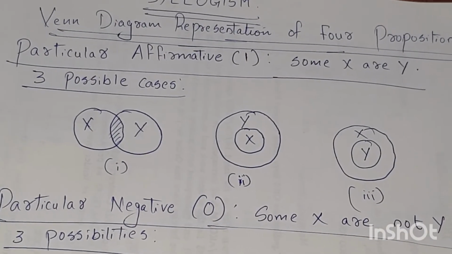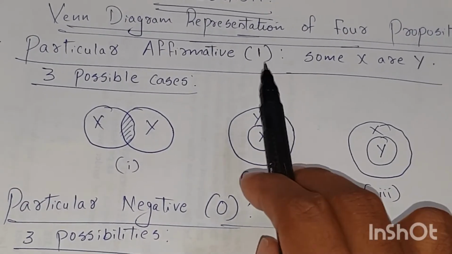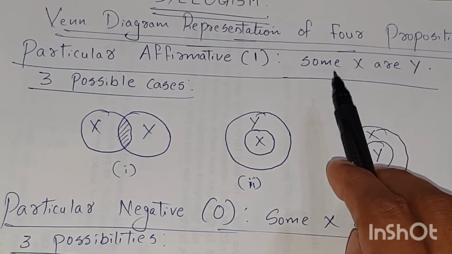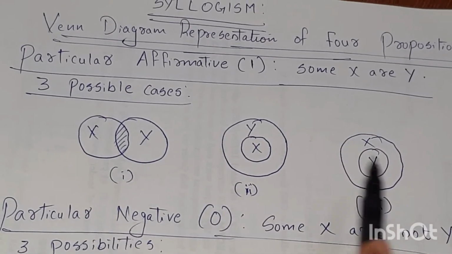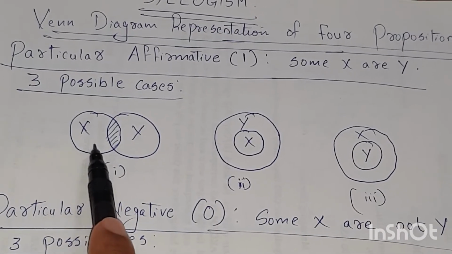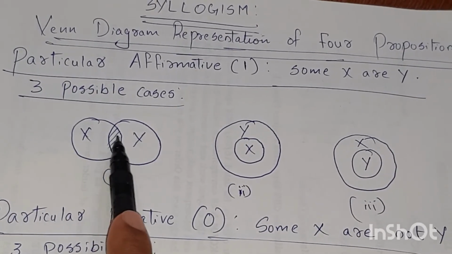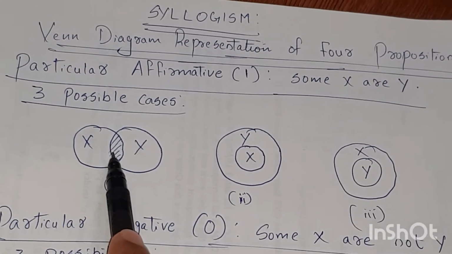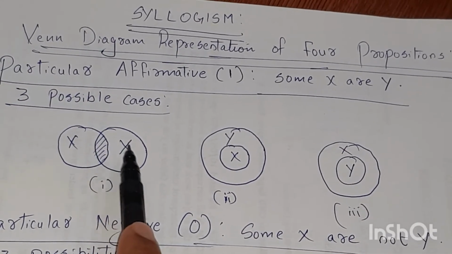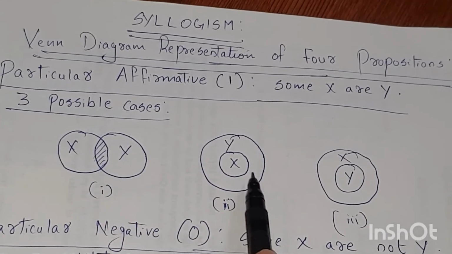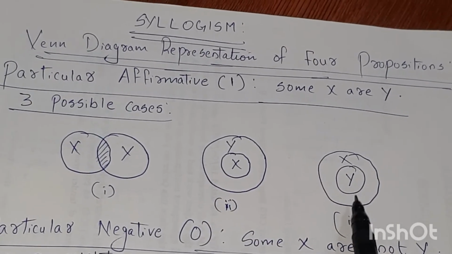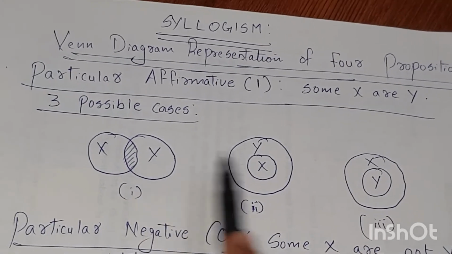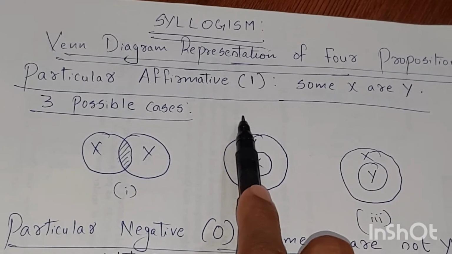And the third one is particular affirmative, represented by I. In this case, the statement will be like some x are y. In that case, there are three possibilities. Some x are y can be represented like this. That means some of the elements in x will also be contained in y. Similarly, some x are y can be represented like this, and some x are y can be represented like this. So there are three possibilities in the particular affirmative case.